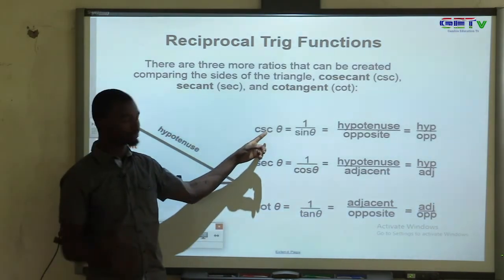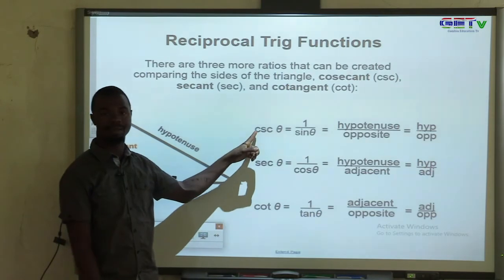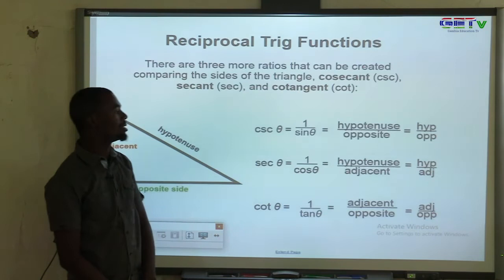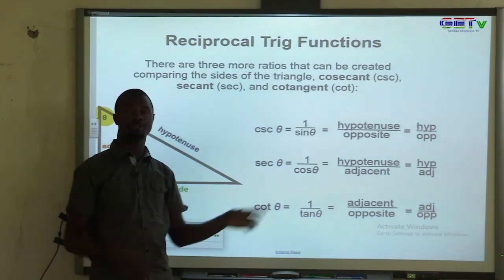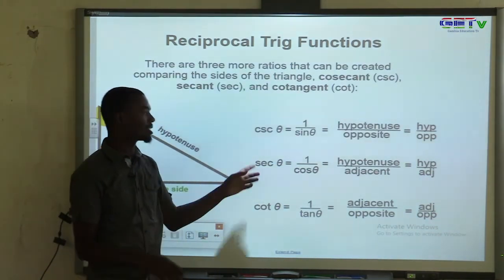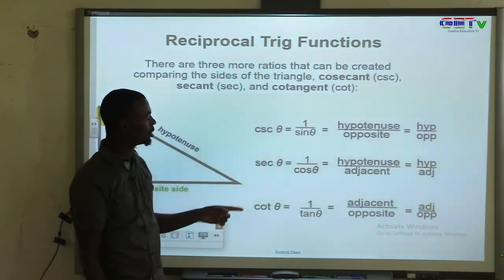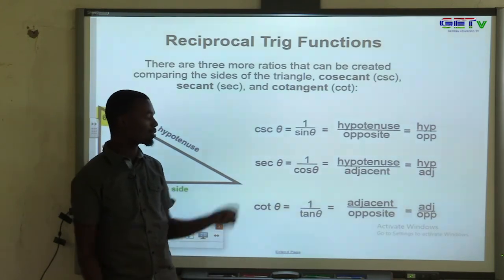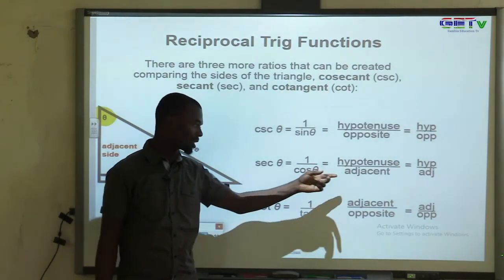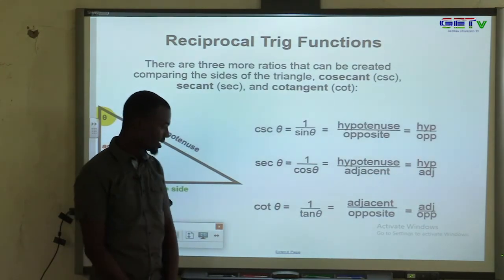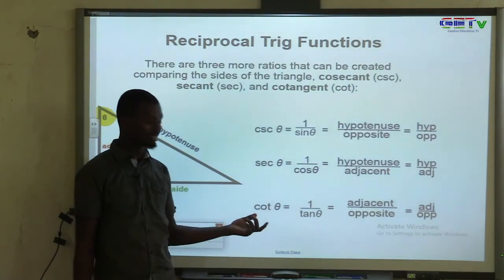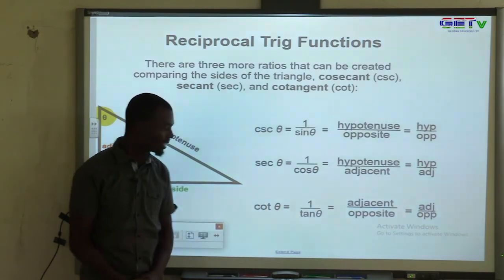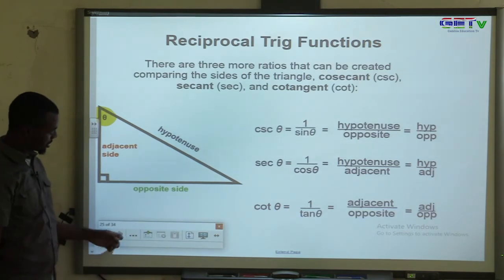Reciprocal of sine, 1 over sine, is the same as cosec theta. Cosec theta is equal to 1 over sine theta, which is equal to hypotenuse over opposite when you reciprocate it. Then sec theta is the reciprocal of cos. That is 1 over cos theta, which will be hypotenuse over adjacent. And the other one is cot theta. Cot theta is 1 over tan. If you reciprocate tan theta, you have adjacent over opposite.